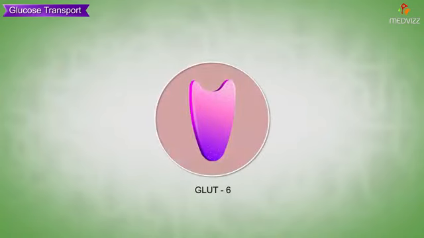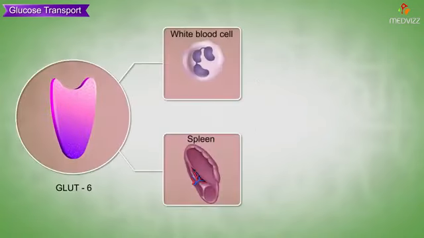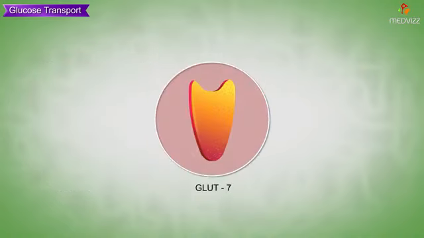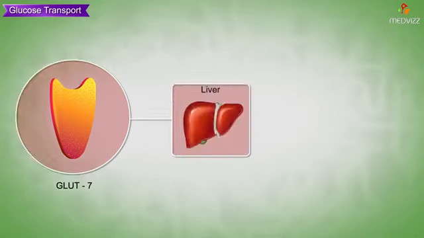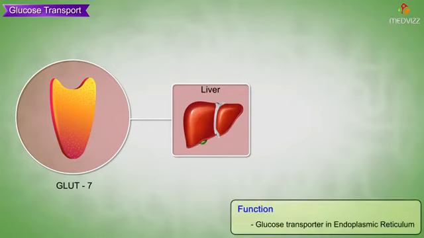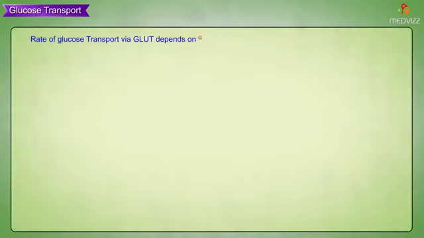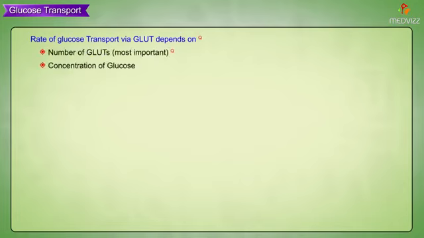GLUT6 is located in white blood cells and the spleen. Its function is not known. GLUT7 is located in the liver endoplasmic reticulum, and its function is glucose transport in the endoplasmic reticulum. The rate of glucose transport via GLUT depends on the number of GLUTs, the concentration of glucose, and the affinity of GLUT for glucose.